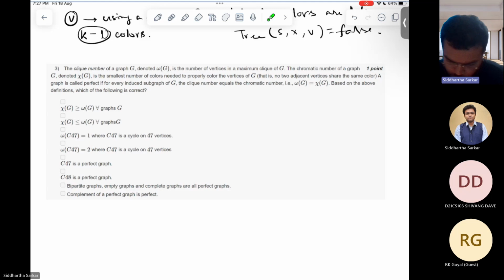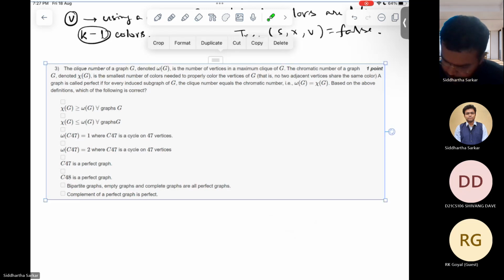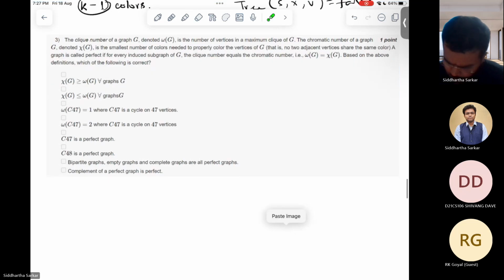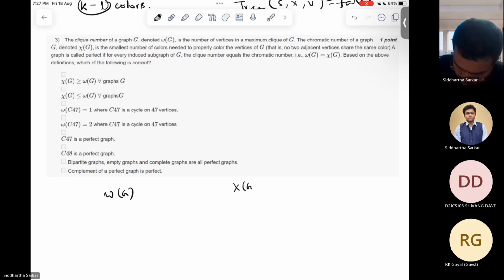Okay, so I'll give you a minute or so to read this question. So this is basically looking at two quantities in graph theory called omega G and chi G. So chi G is the chromatic number and omega G is the size of the maximum clique, the clique number in a graph.